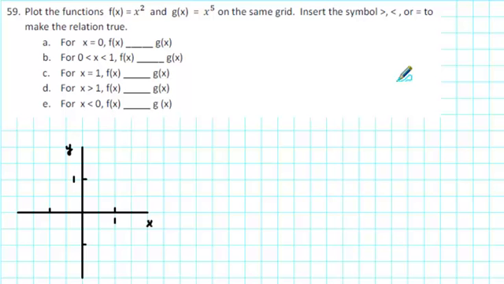Plot the functions f of x equals x squared and g of x equals x to the fifth on the same grid. Insert the symbol greater than, less than, or equal to make the relation true. Let's start by sketching a graph of f of x is equal to x squared.